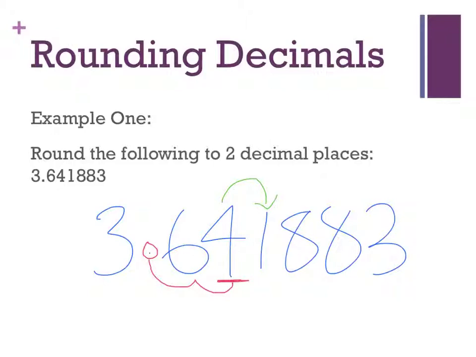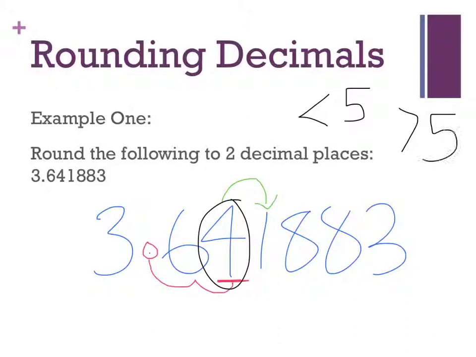When the 1 is less than 5, that number stays the same. So when the number next to it is less than 5, that 4 stays the same. If it's greater than 5, that 4 gets changed to a 5. So in this case, it's 3.641. So that rounded to 2 decimal places is 3.64.